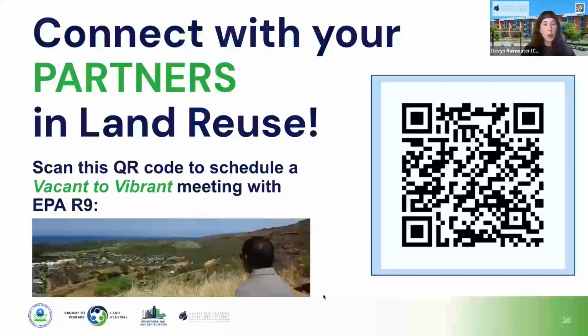And again, I always have to give a plug to connecting with us. We are your partners in land reuse. So you can scan this QR code to schedule a meeting with the Vacant to Vibrant team. And like I said, it doesn't have to be a formal pitch or anything like that. You can come talk to us about what you're working on, what you're focused on, what you're hearing from your community. You can talk about what's in your general plan and how you're trying to meet your goals, everything like that. We would love to meet with you.